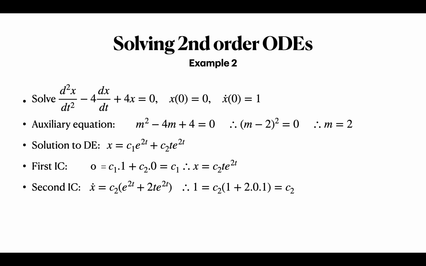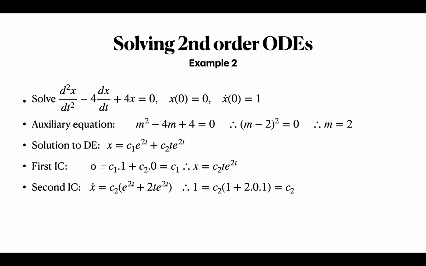Now for the second initial condition, you need to differentiate x. When you differentiate x here, guys, you use the product rule. So x dot is c2 into, you differentiate the t, you get 1 exponential 2t, and then plus 2t exponential 2t, because when you differentiate the exponential, you get the exponential, but you must differentiate inside the exponential as well, you get 2.